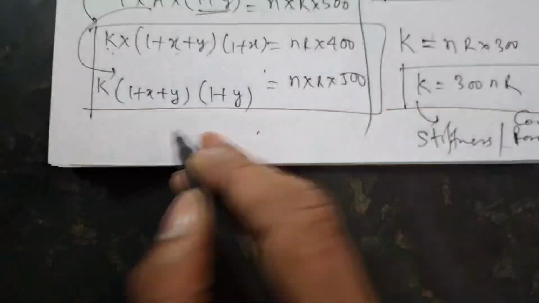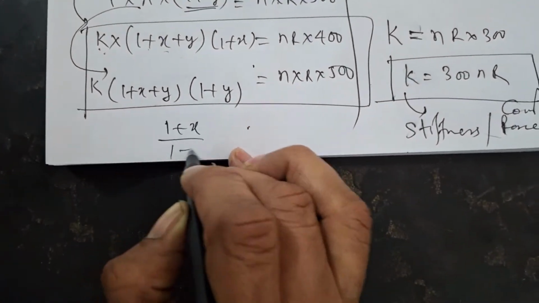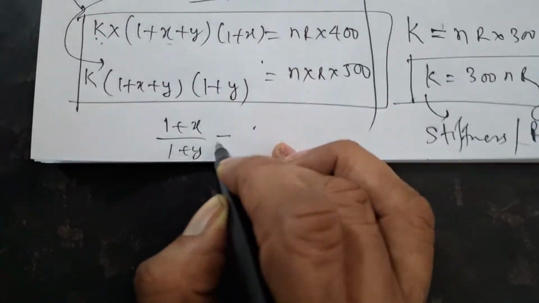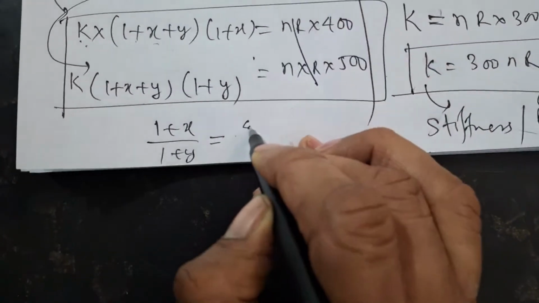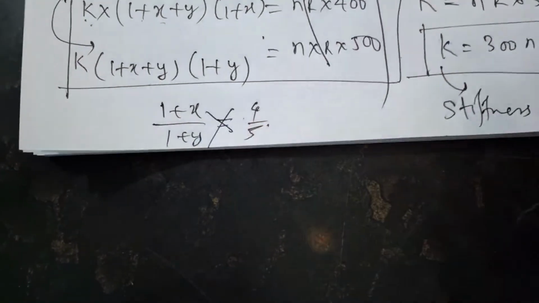These two get cancelled. You will get what? 1 plus x. Now this is just 7th class calculations. 4 by 5. Now solve. Multiply.